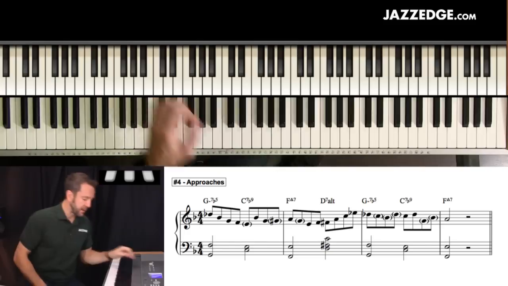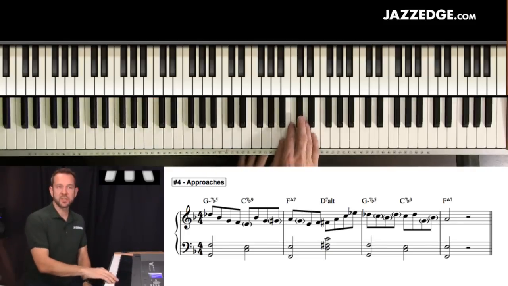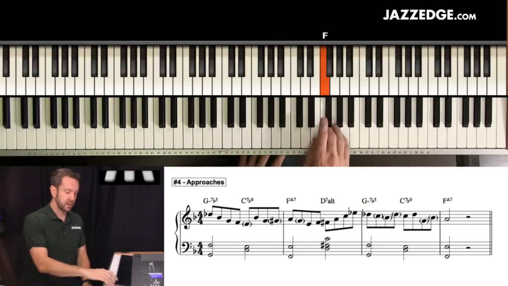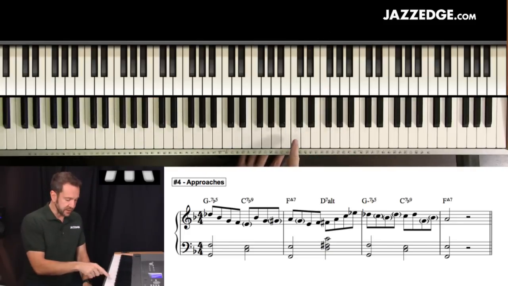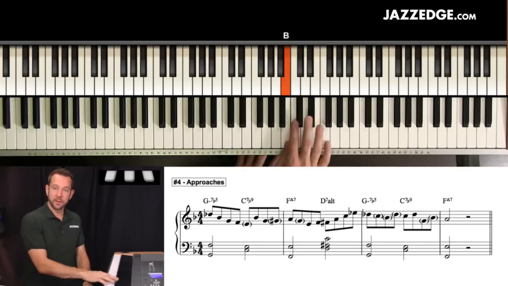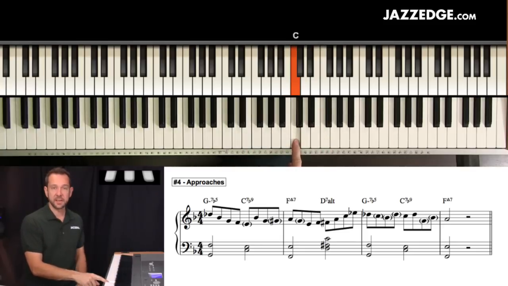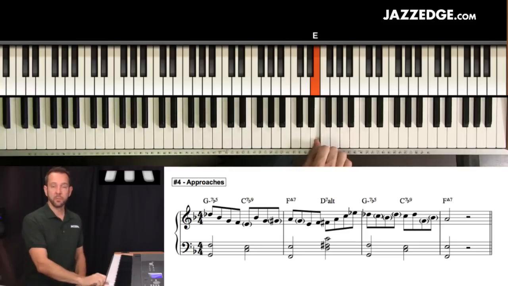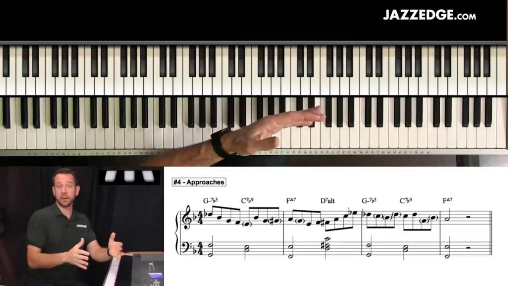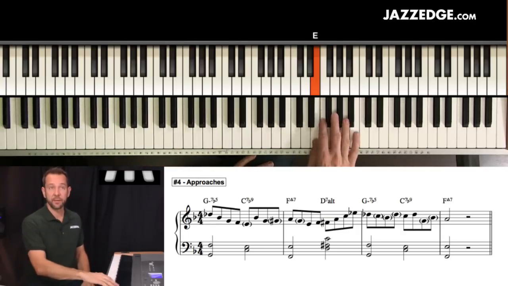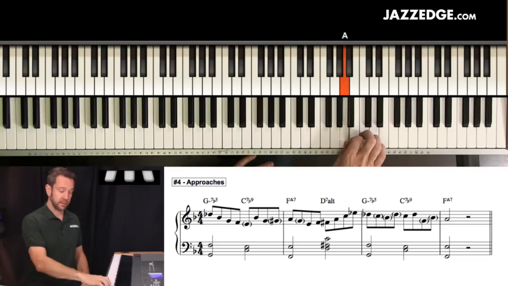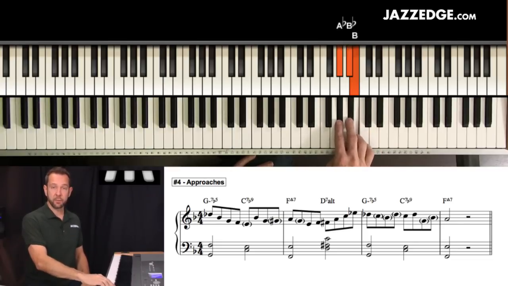Okay, so what am I doing there? So at first I started with this, I just did the double chromatic from above, half step from below, moving to the C. And I did the same thing, moving to the E. So it's to the root, to the third of each of the chords. And I did it on F. Okay. So remember, that's my target. Those are my approach notes.